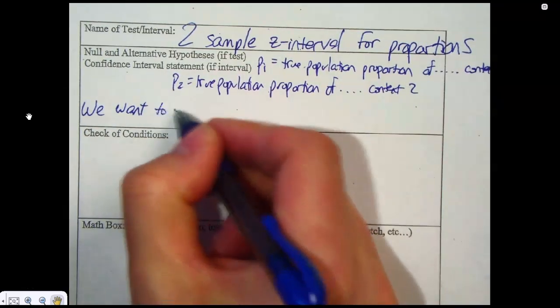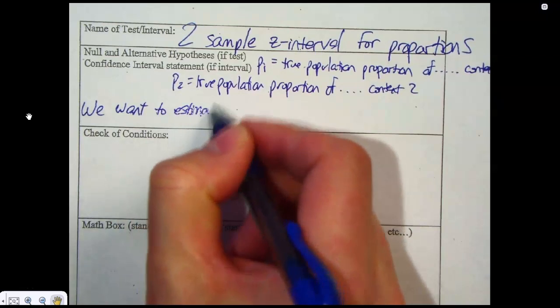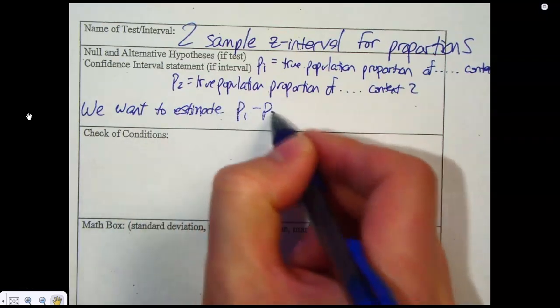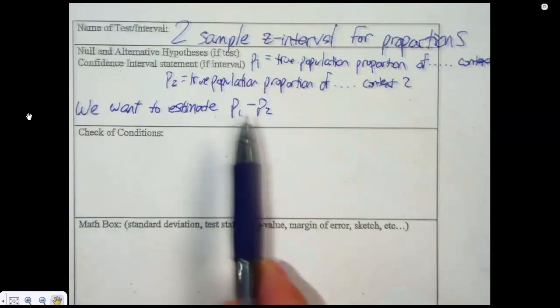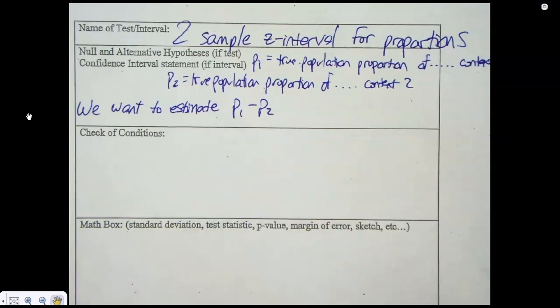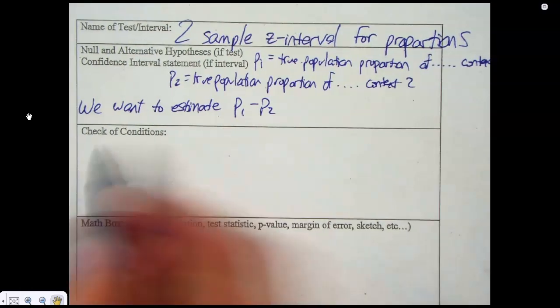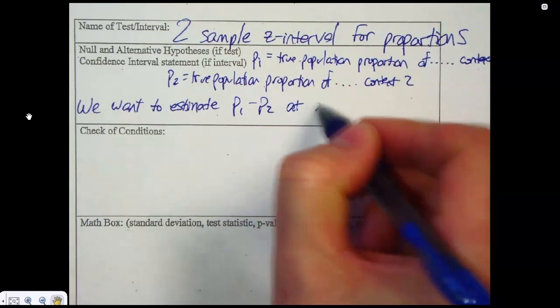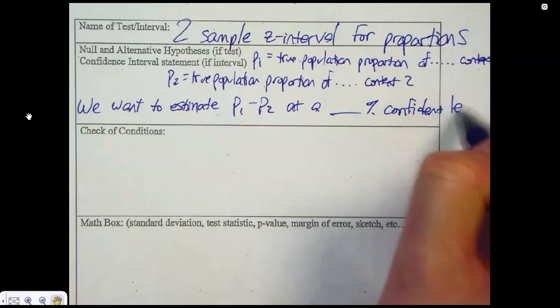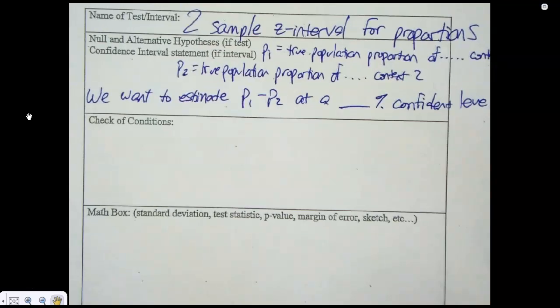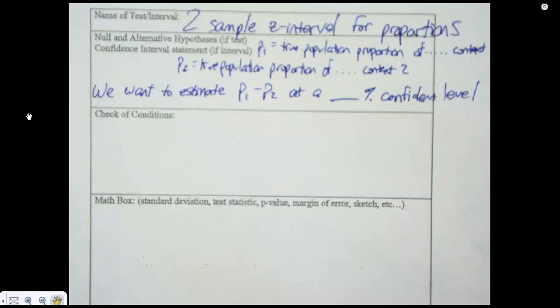So I'm going to say we want to estimate, and the order doesn't matter, but it matters that you keep it the same the whole time. So I could do P2 minus P1, or I could do P1 minus P2. It doesn't make a difference. You could do one, I could do the other, they're both right. But you can't switch back and forth within the same problem. So we want to estimate P1 minus P2 at a blank percent confidence level. But if you want to do P2 minus P1, that is totally fine.